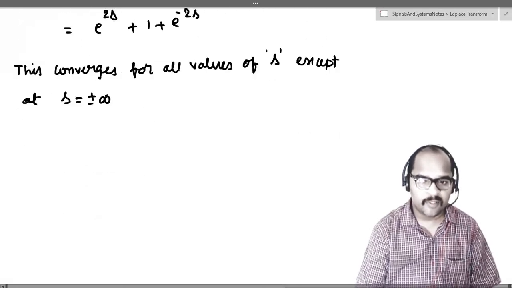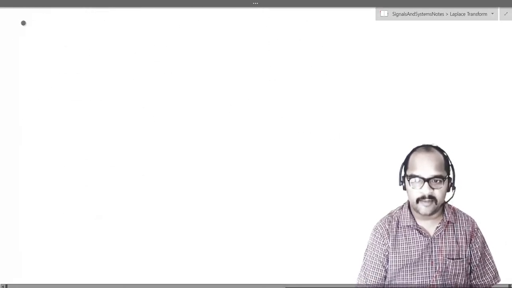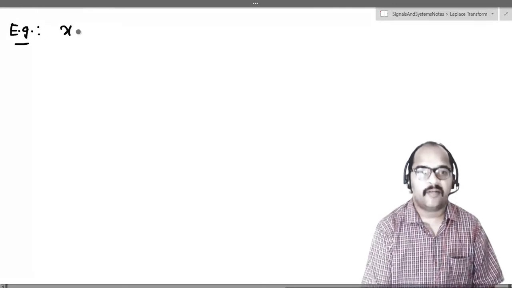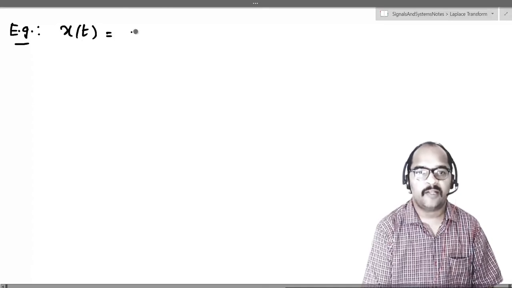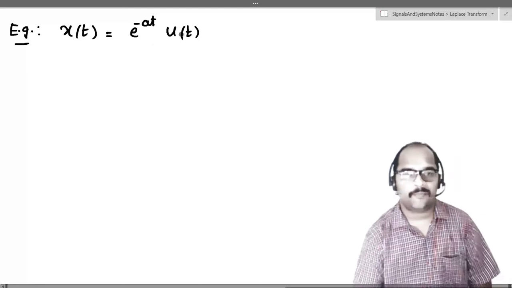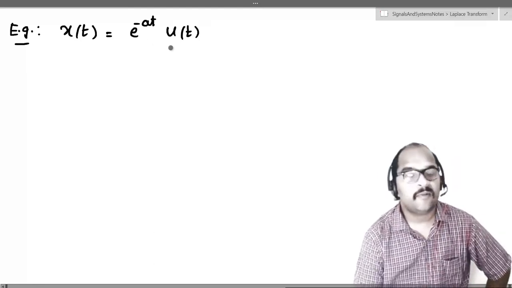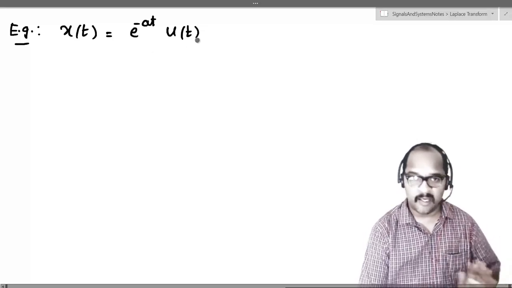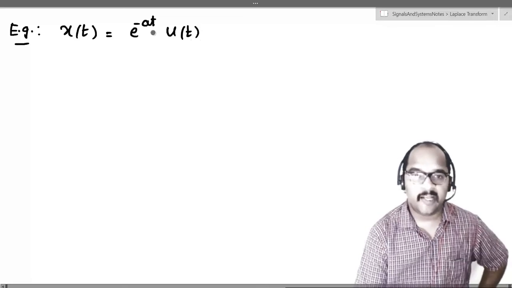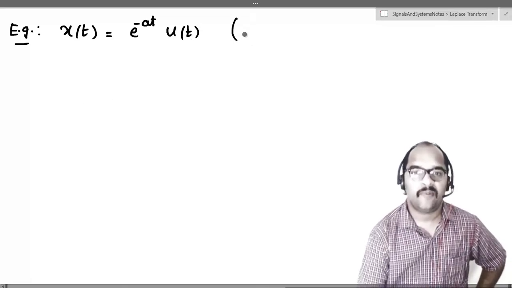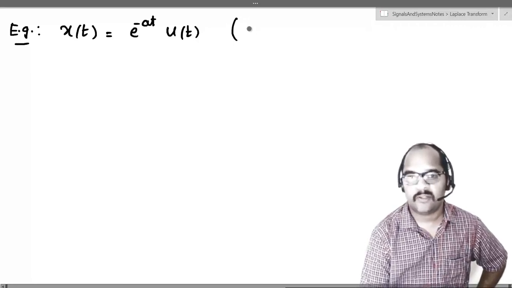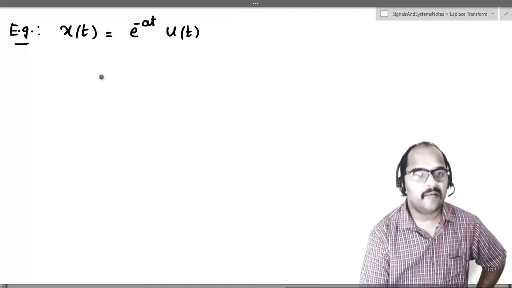Right, now let us slowly move to complicated signals as a next example, which is very important. Let us take x of t to be equal to e power minus at u of t. When will the Fourier transform of this signal exist? Only if a is greater than 0, correct? But here we are not putting any condition on a. We assume a to be real, so a can be negative or a can be positive.